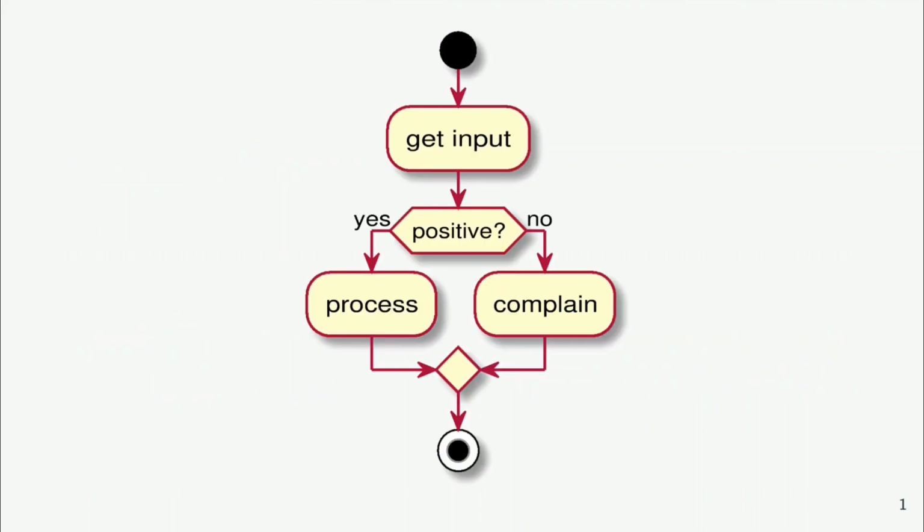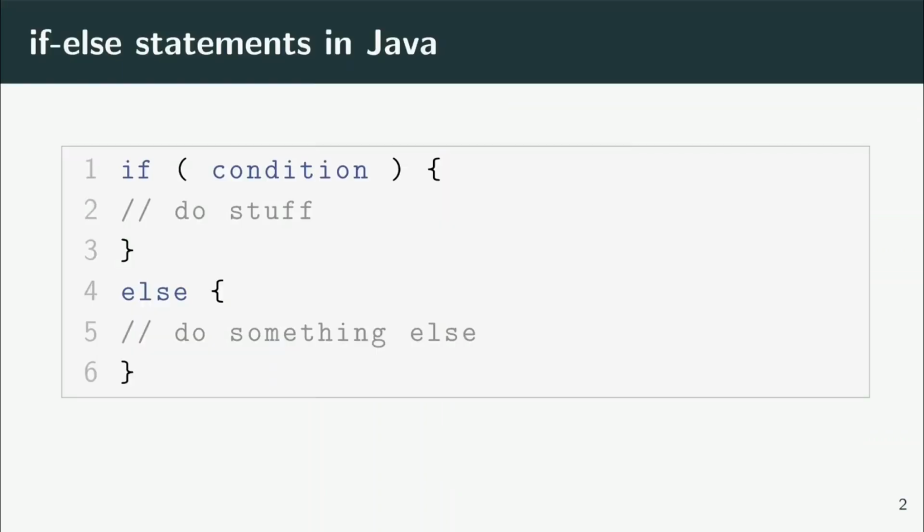Imagine, as an example, we're looking at a program that would simply get some input from the user and then check if the input is a positive number or not a positive number, and either processes that input or complains about it to the user. How would you do this in Java? The syntax looks like this.